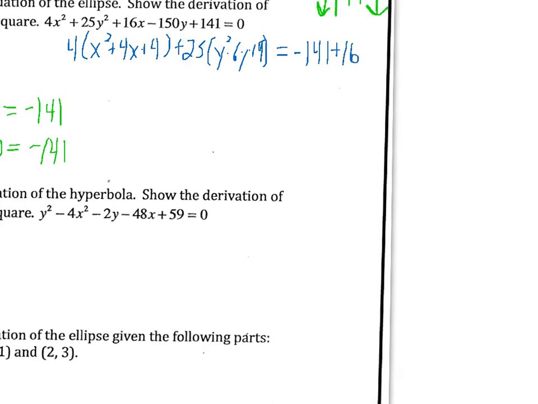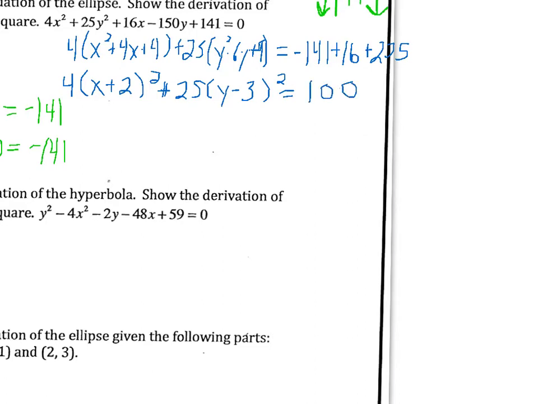And since we added in a 9 and it's inside the parentheses and a 25 is on the outside, we need to add a 9 times 25 to the other side, which will be 225. So now we can factor. So we have 4 times x plus 2 quantity squared plus 25 times y minus 3 quantity squared equals 100.